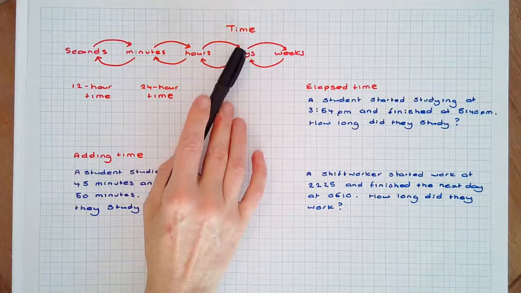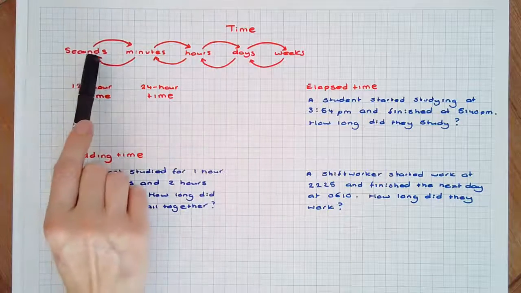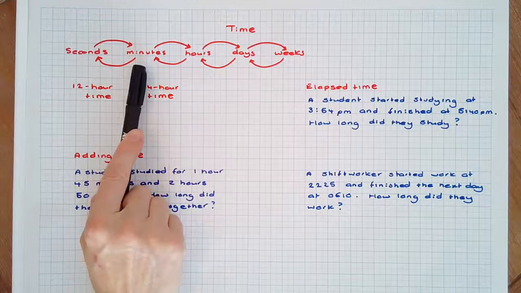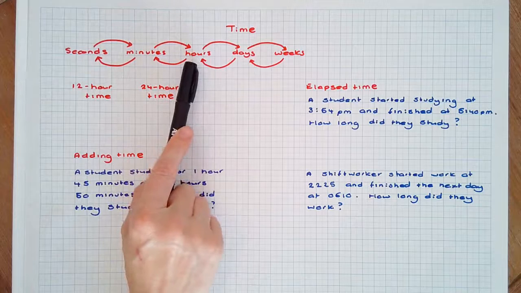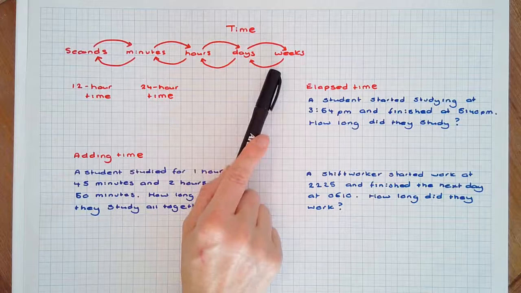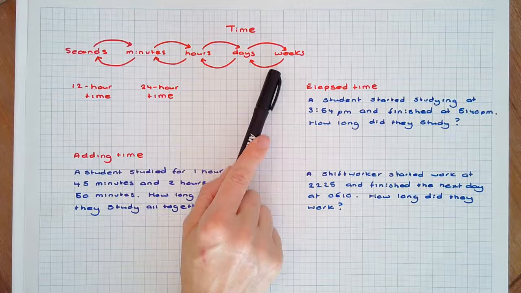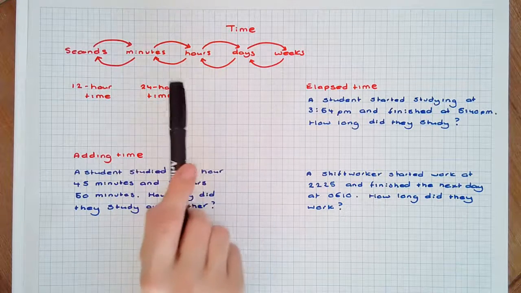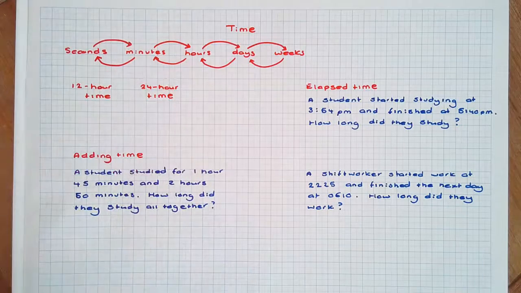In this video, we're going to have a look at time. There are 60 seconds in 1 minute, 60 minutes in 1 hour, 24 hours in 1 day, and 7 days in 1 week. Since time is not based on powers of 10, calculations involving time can be quite tricky.